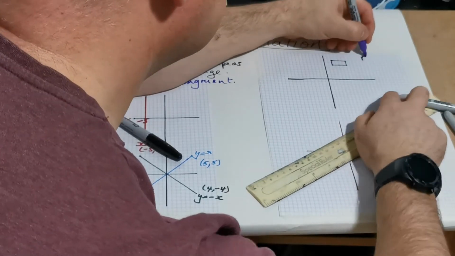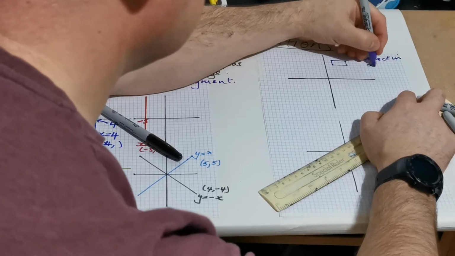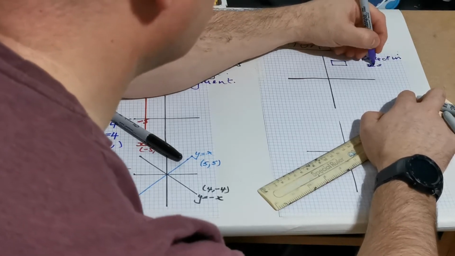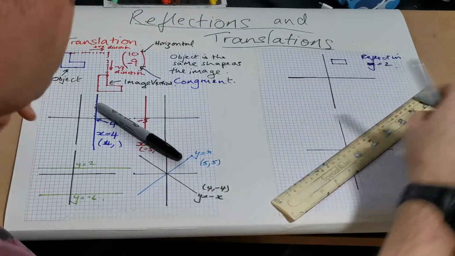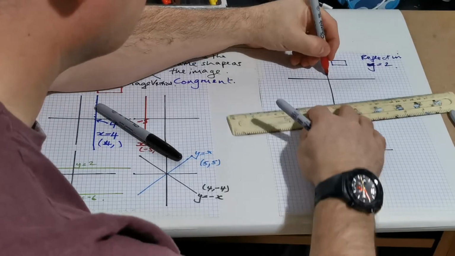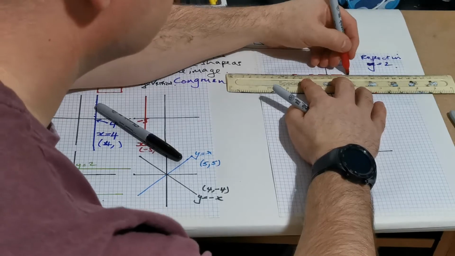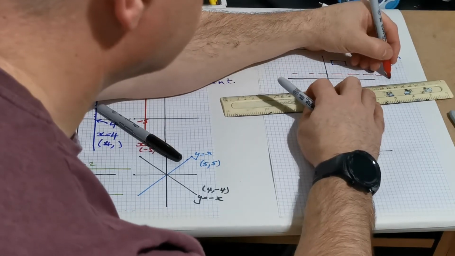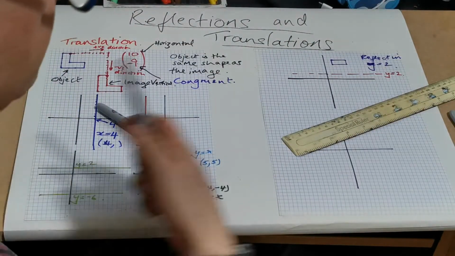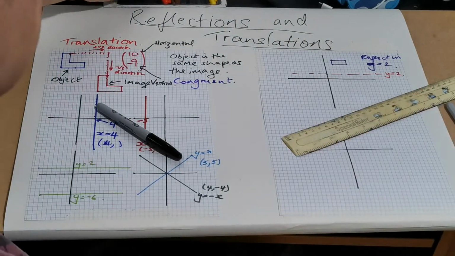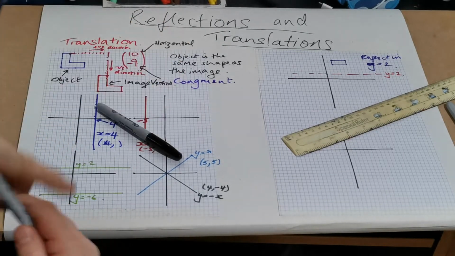And I want to reflect in x equals, sorry, let's go for y equals 2. So if I look for the line y equals 2, come 2 up my y-axis and go across. From the work that you've done in physics, what you should know is that the image is always the same distance the other side of the mirror as the object is.